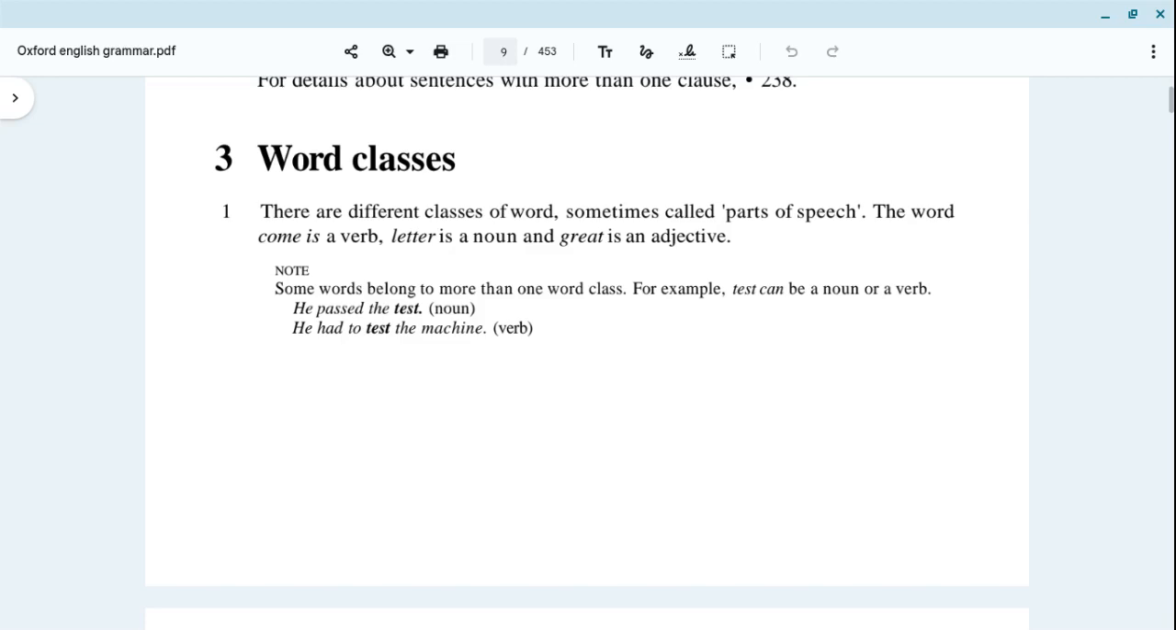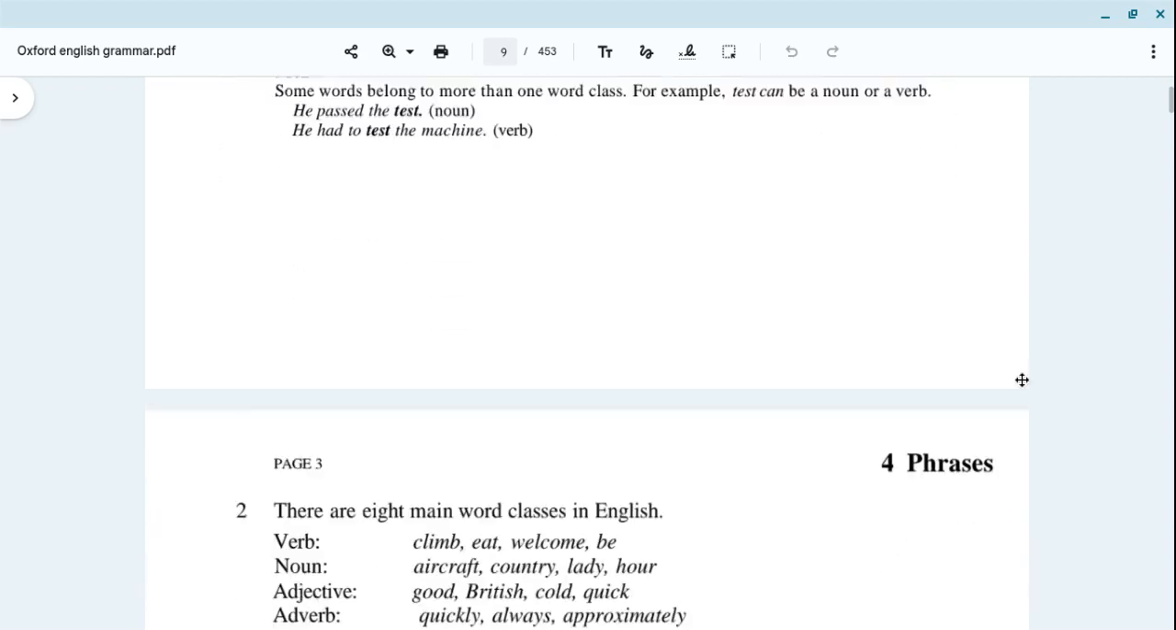When the word test is a verb, it means that he's doing an action. It's an action, right? And when test is a noun, it's because it's something, talking about the test. Anyway, let's go.